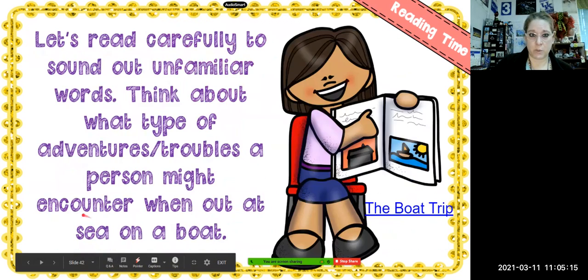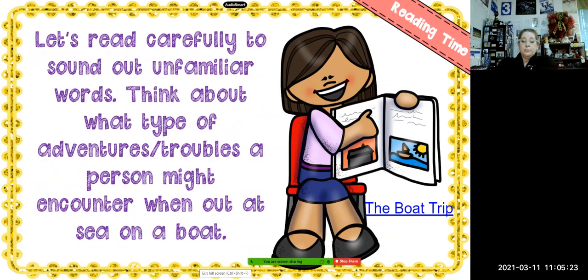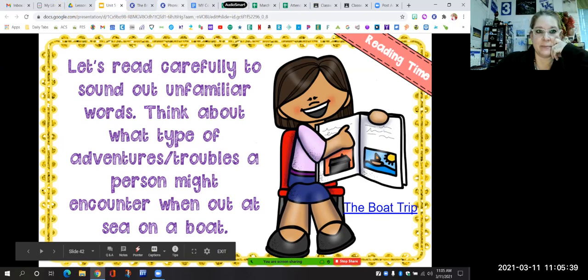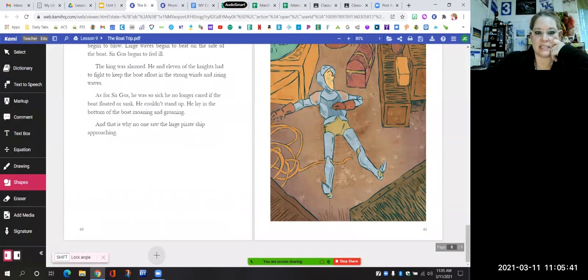So we did read the story already. I kind of did that out of order. So think about what kind of adventures or trouble did we see that were happening in this story when they were out on a boat adventure? How did it end? Let's go back and look and see how the story ended. Look at that last sentence. And that is why no one saw the large pirate ship approaching. What do you think is going to happen in the next story?